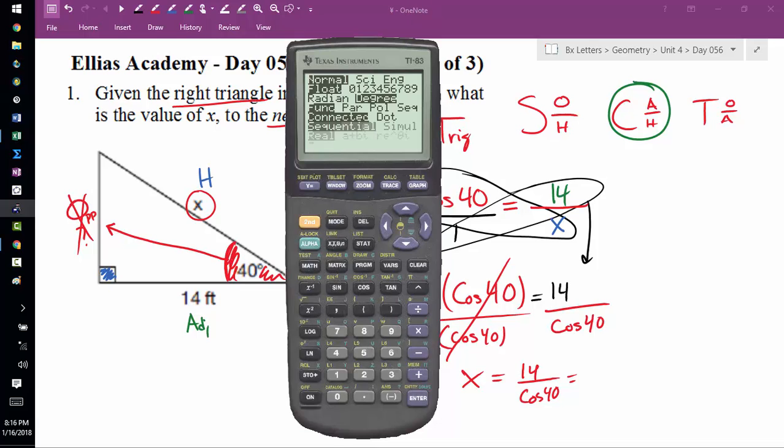So make sure your calculator is in degree mode. You can just hit mode and verify it's in degrees. So I can quit to get out. And we're going to type this in as we see it. 14 divided by the cosine of 40. And we get 18.275.